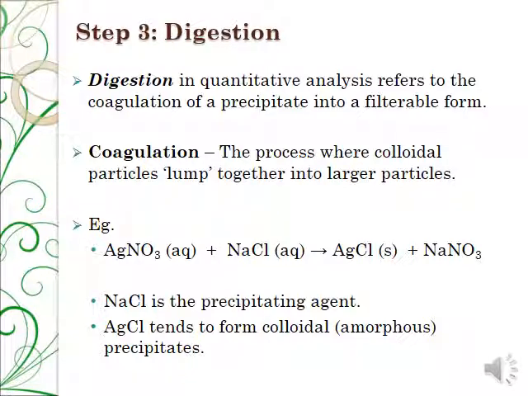Okay, so let us look at one example here. Silver nitrate and sodium chloride. In this case, sodium chloride is the precipitating agent, so the analyte of interest is silver here. It reacts with the precipitating agent sodium chloride to form solid silver chloride. This silver chloride tends to form a colloidal or amorphous type of precipitate, and sodium nitrate is the remaining solution, which can be filtered out during the filtration step.